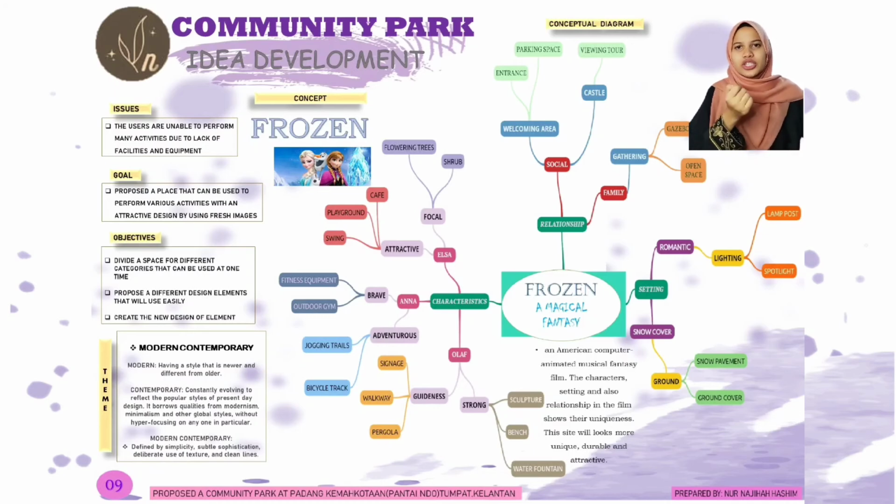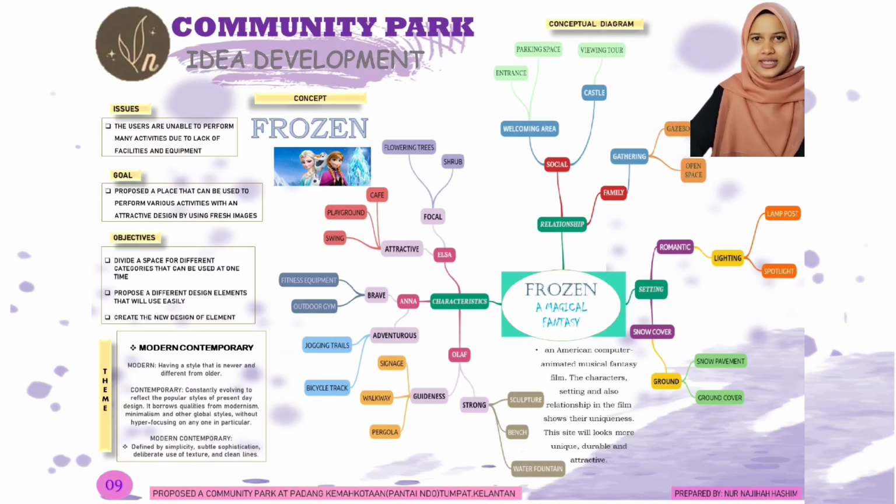Okay, next for the social, I want to propose a welcoming area with a new entrance and also the parking space. So next, I take from the film the castle. I want to propose a viewing tower near the river. I want to design the viewing tower by taking the element of the Frozen castle as a viewing tower to look more attractive.